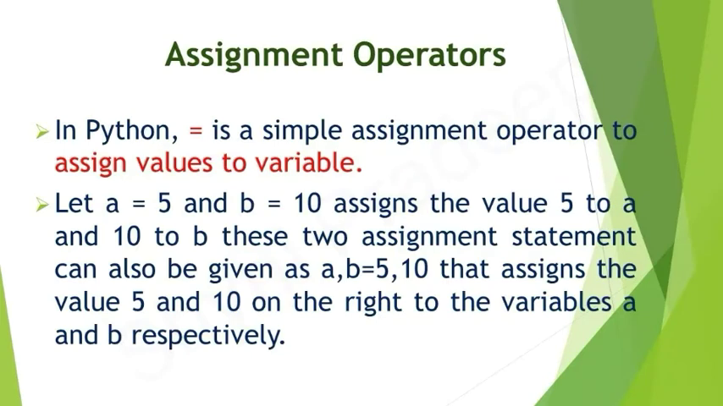Suppose A is equal to 5, B is equal to 10. So 5 is stored in the variable A, and 10 is stored in the variable B. This is one statement, and this is another statement. You can write these two statements in a single line. How will you write? A comma B is equal to 5 comma 10. 5 is assigned to variable A and 10 is assigned to variable B. The variables and values are separated by commas. This comma is called a separator.